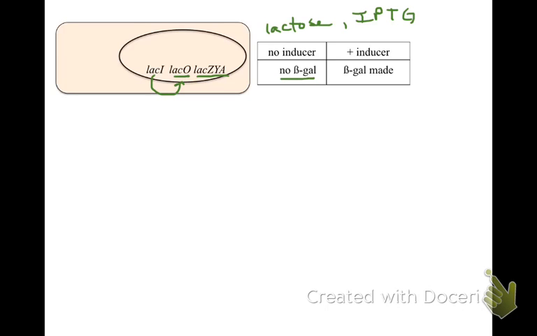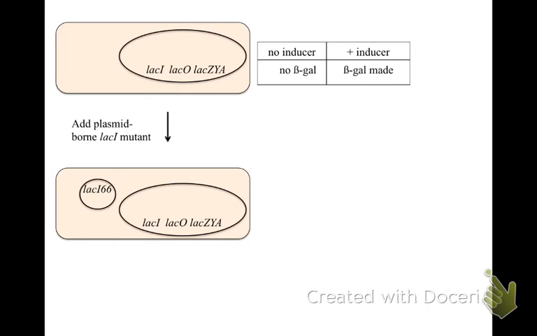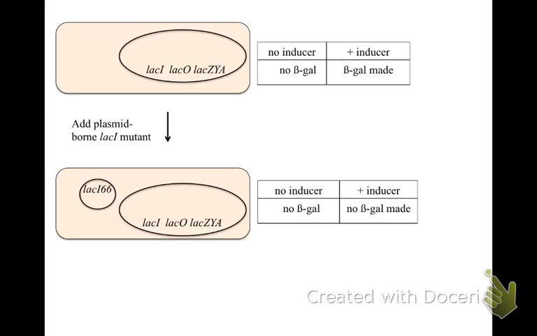If we add either one of these, lactose or IPTG, we've already examined this. Lac-I will bind to those inducers. It will no longer be able to bind to the operator, and beta-galactosidase will be made. Now we're going to add a plasmid to this strain, and this plasmid contains a lac-I mutation, and it's called lac-I 66. And when we do the experiment again now, we find if we don't add inducer, no beta-gal, so that's just like in the wild type strain, the normal situation. However, now when we add inducer, we still don't get beta-gal being made.